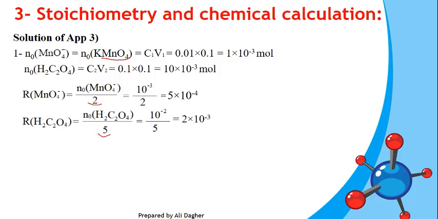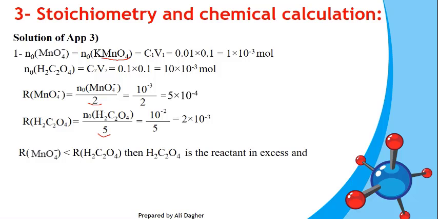We compare the two ratios. We find that 2 times 10^-3 is bigger than 5 times 10^-4, then the ratio of H2C2O4 is bigger than the ratio of MnO4-, then H2C2O4 is the reactant in excess and MnO4- is the limiting reactant. Ratio of MnO4- less than ratio of H2C2O4, then H2C2O4 is the reactant in excess and MnO4- is the limiting reactant.